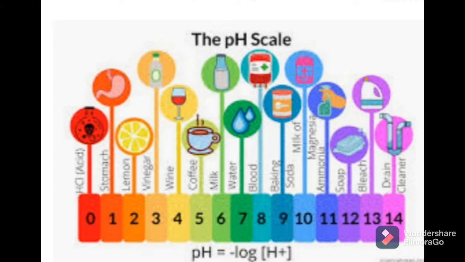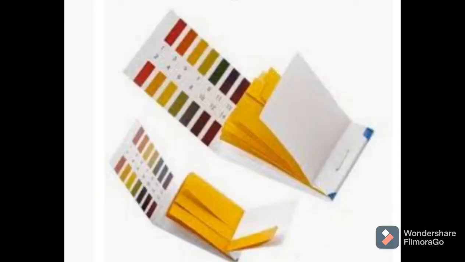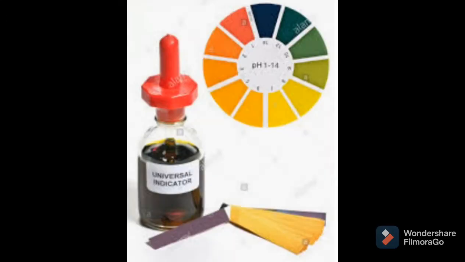And in this case, the pH paper and universal indicators come to help us. Means pH paper and universal indicators are the two indicators used to identify how acidic or basic a given solution is. That we can identify by using this pH paper or universal indicator. And the result for pH paper and universal indicator is the same. Also that point we have discussed in my previous video lecture.